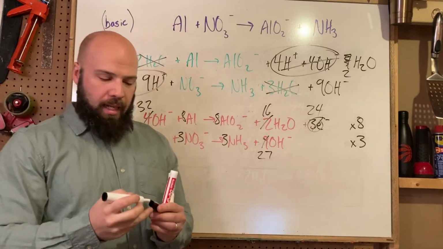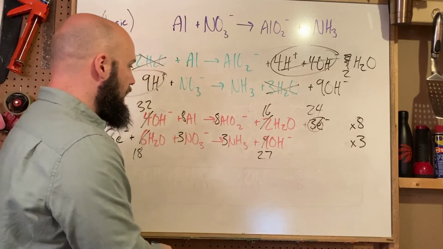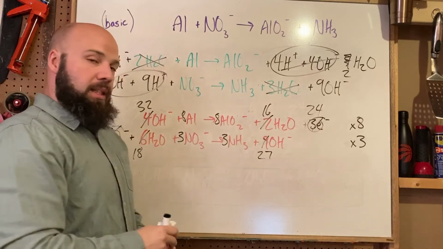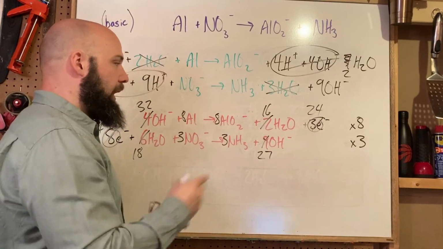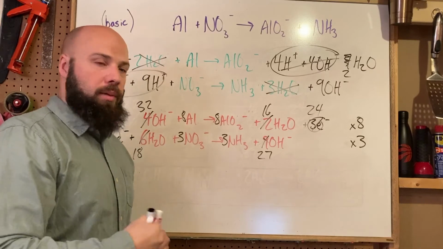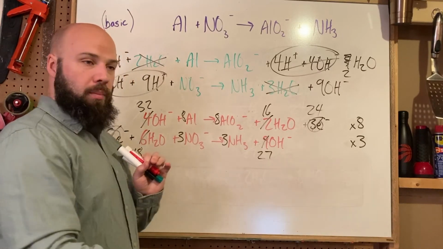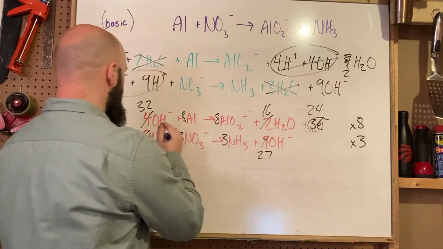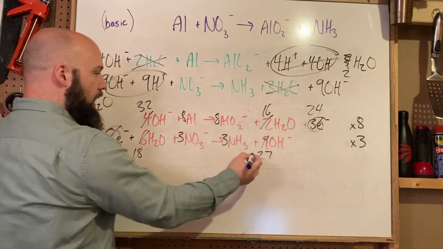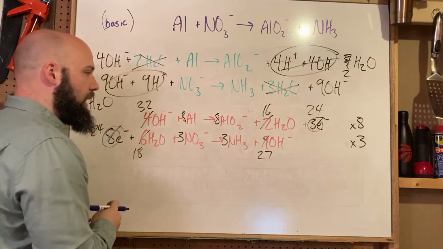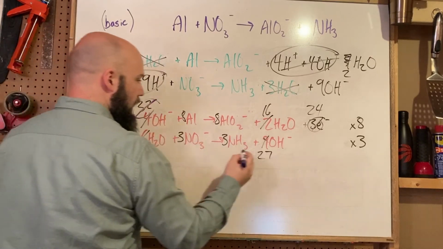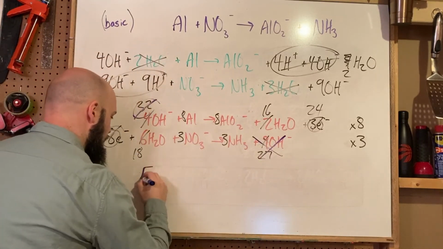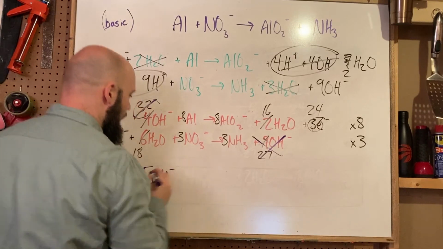The last step is add up all of the species in both half reactions together, canceling out any common compounds that appear on both the products and reactants side. So let's look at the reactants first. You have 32 hydroxide as a reactant and 27 as a product. This means that you have a total of 5 hydroxides as a reactant.